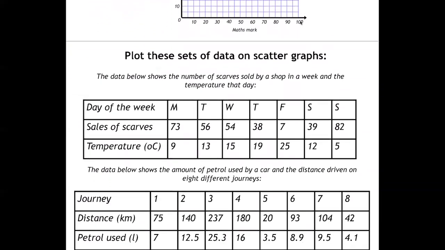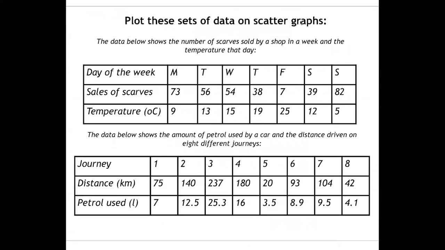Okay, so now let's have a look at 2 more pieces of data. And for these pieces of data, you're going to draw 2 separate graphs. So the first one is sales of scarves and the temperature on those days. So you can see Monday, Tuesday, Wednesday, Thursday, Friday, Saturday, Sunday along the top, how many scarves were sold on those days and what the temperature was. And then underneath it, for the second scatter graph, it's about 8 different journeys by car, the distance that was travelled, and how much petrol in litres was used in those journeys. I want you to also plot that onto a scatter graph.